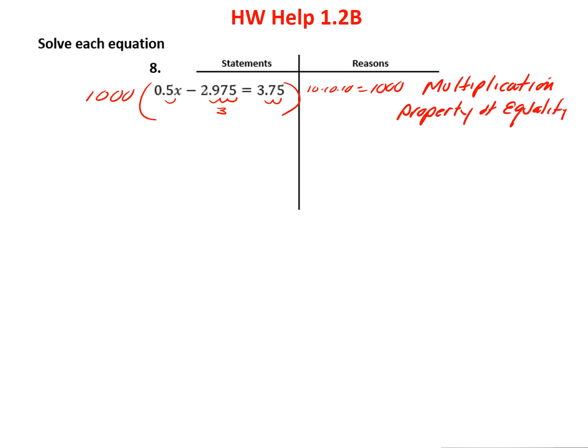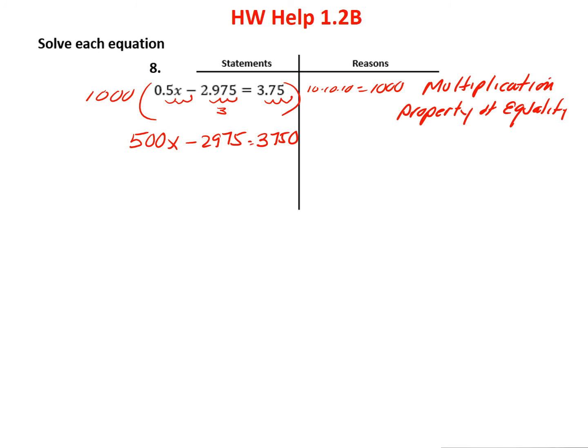Now remember, when I multiply by 1,000, I'm actually going to move it over 1, 2, 3. So this actually becomes 500x. This becomes all the way over there, 2975. And this one, I'm moving over 3, so it's going to become 3750. Got to be a little careful there. With the ones that aren't fully off, you're going to end up adding an extra 0 there.